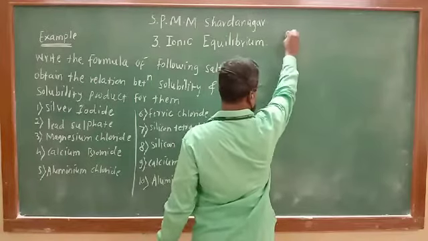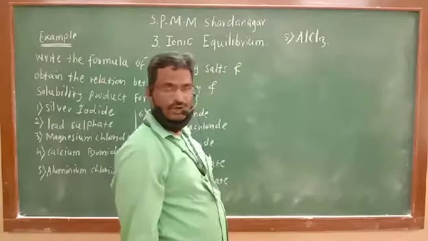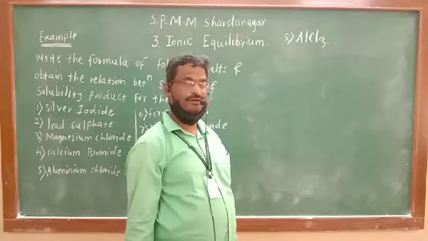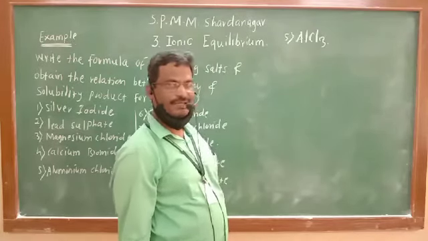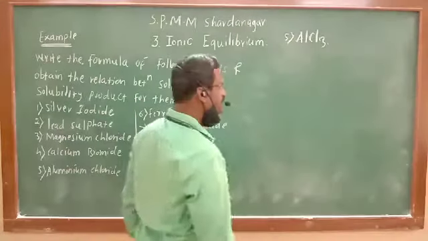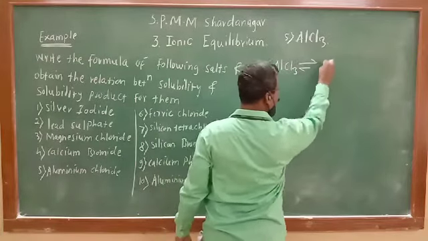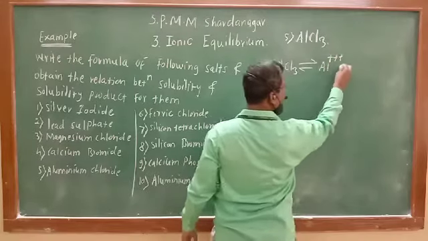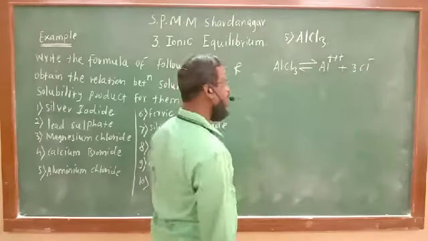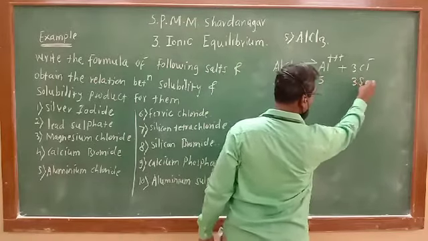As per our method, the formula for aluminium chloride will be AlCl3, because aluminium has +3 charge and chlorine -1. To balance the salt's neutrality, the formula will be AlCl3. So this will be dissociated, giving Al plus 3Cl minus. If the solubility is s, this is s, this is 3s.